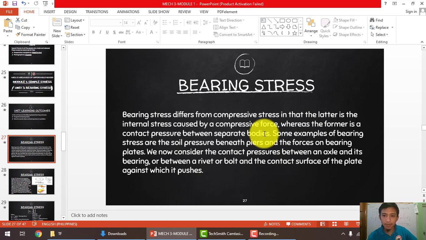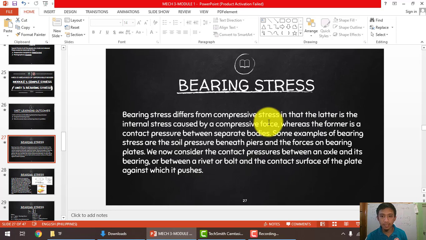So what are examples of this? One example of bearing stress is soil pressure beneath piers, which could be a footing or foundation. Let's say this is the foundation, this is the soil. If they are in contact, the footing will be carrying the load from the building, isn't it? That load is transferred to the soil, and the stress developed between the soil and the footing is what we call the bearing stress.